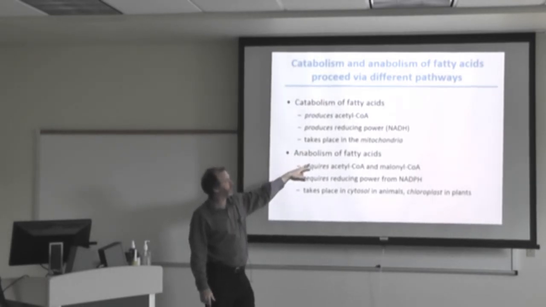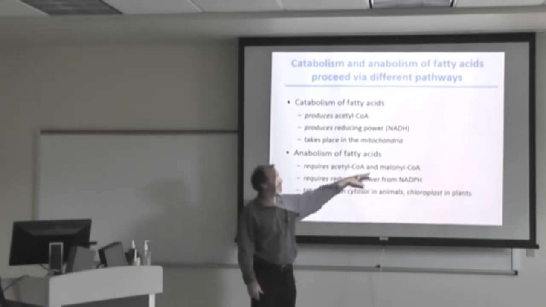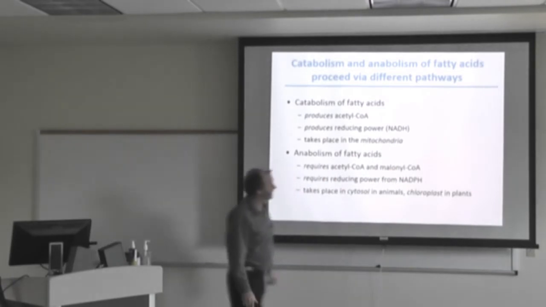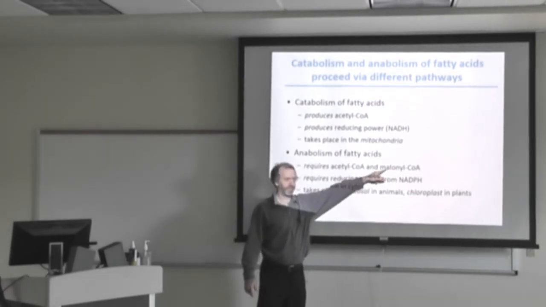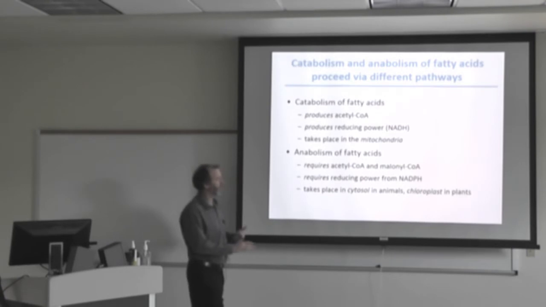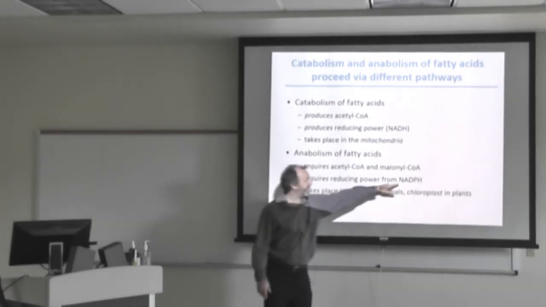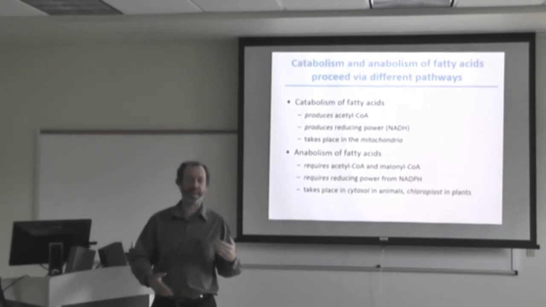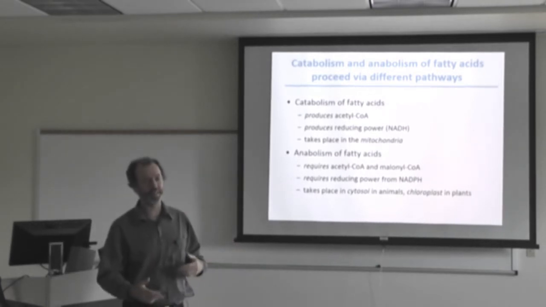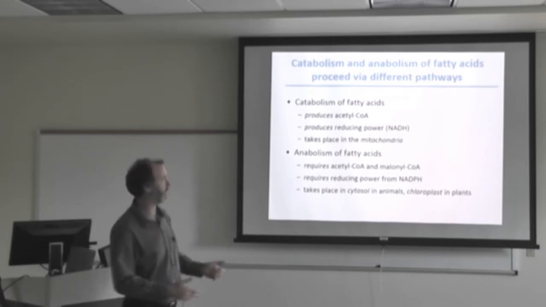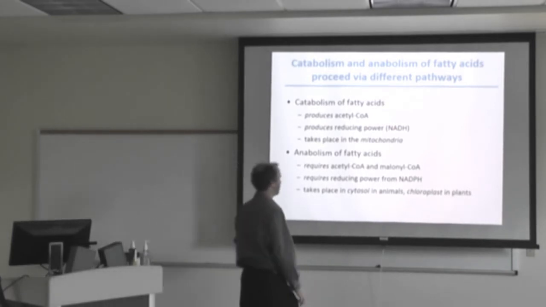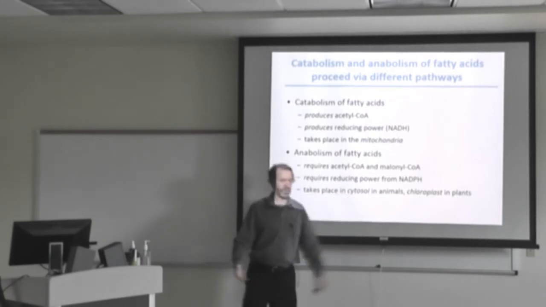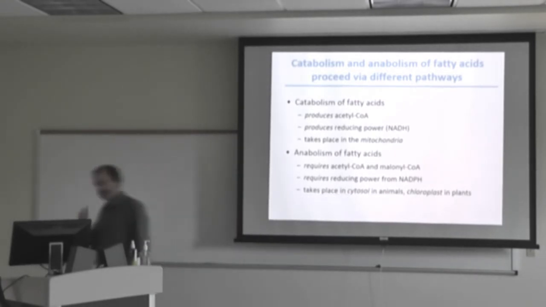Anabolism of fats requires acetyl-CoA and malonyl-CoA. The rate-limiting reagent here is going to be your malonyl-CoA. It requires reducing power from NADPH, so if you remember, anabolic processes typically use NADPH, whereas catabolic processes typically produce NADH. And it takes place in the cytosol in animals, and in the chloroplast in plants, where we're making these fats.